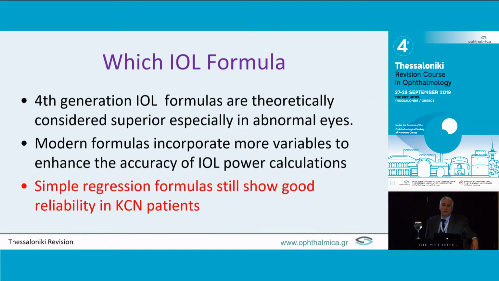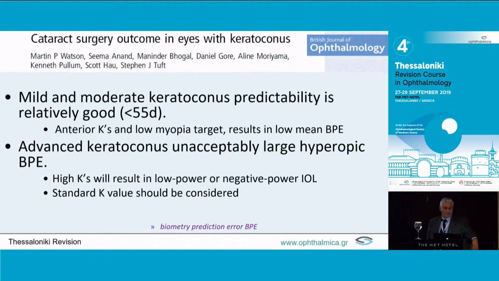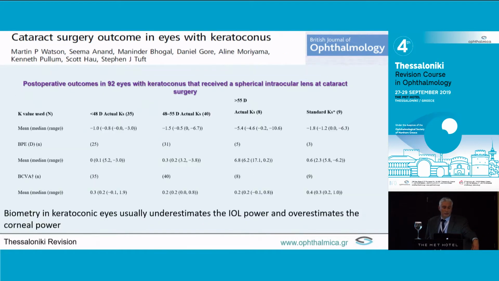Of course, the 4th generation formulas will be ideal, but studies showed that in the beginning, maybe SRK2 will be quite good in very, very abnormal corneas. So don't just reject the older formulae, because they may help you in these unusually irregular corneas. Another rule to follow: up to 55 diopters of central K max, and whatever is more than 55, just use a standard IOL. This is another thing to keep in mind if you don't have special equipment.